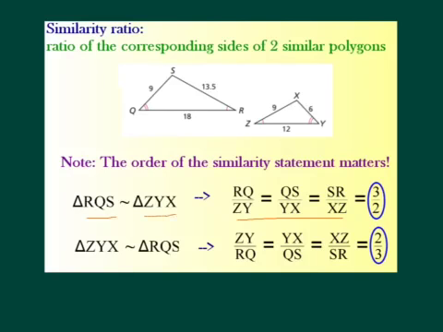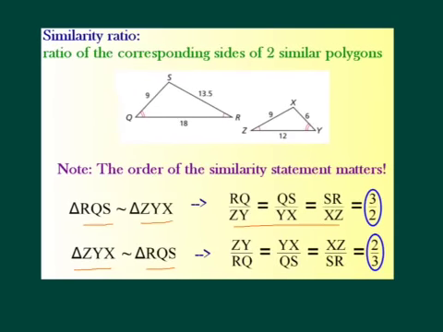Now I can switch the similarity statement and say that triangle ZYX is similar to triangle RQS. But what's going to happen is that it changes my similarity ratio. Since triangle ZYX is now the first triangle in the similarity statement, the numerator is all the sides from triangle ZYX, and the denominator is from the second triangle in the statement, triangle RQS.